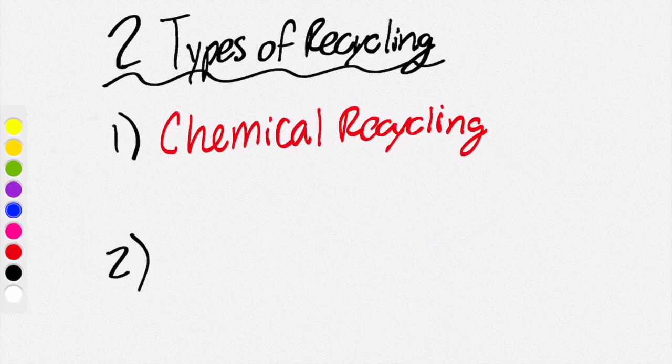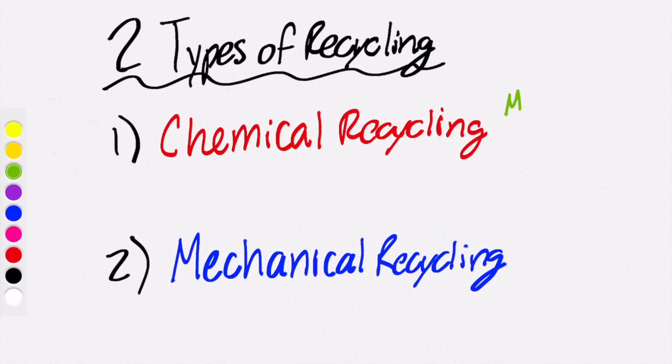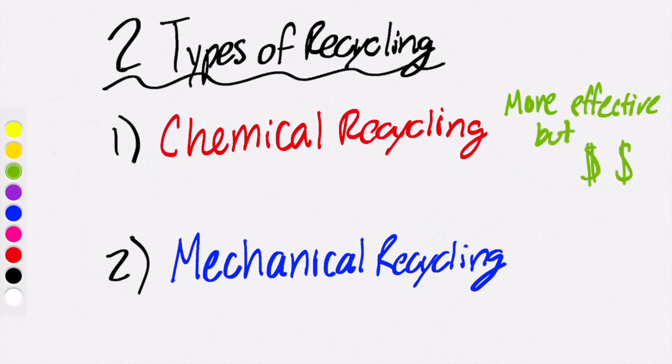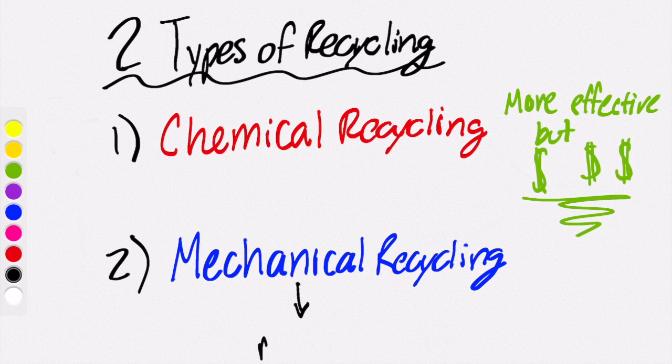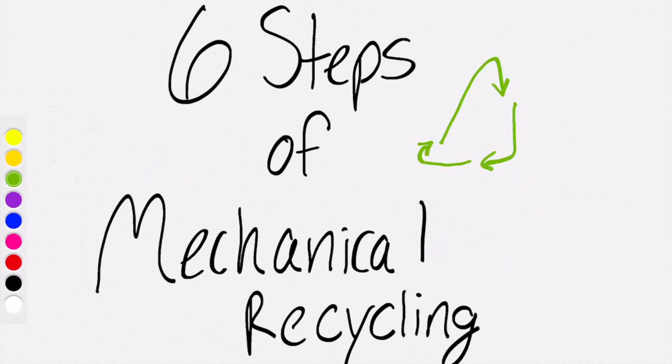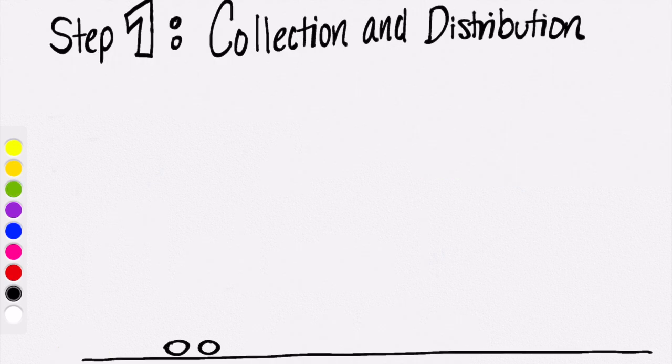Currently, there are 2 types of recycling that exist: mechanical and chemical recycling. Though chemical recycling is more effective, it is much less common as it is extremely expensive. Most recycling is done through the mechanical process, which is done in the following steps. The first step is collection and distribution.